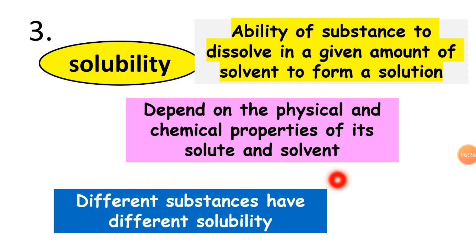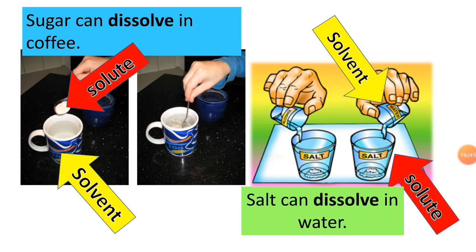Okay, next, different substances have different solubility. The keyword for solubility is dissolve. Now is the example of solute and solvent. Sugar can dissolve in coffee. This is sugar. Sugar is a solute. Coffee or water is the solvent. Okay, salt and water. Water is the solvent. Salt is the solute.